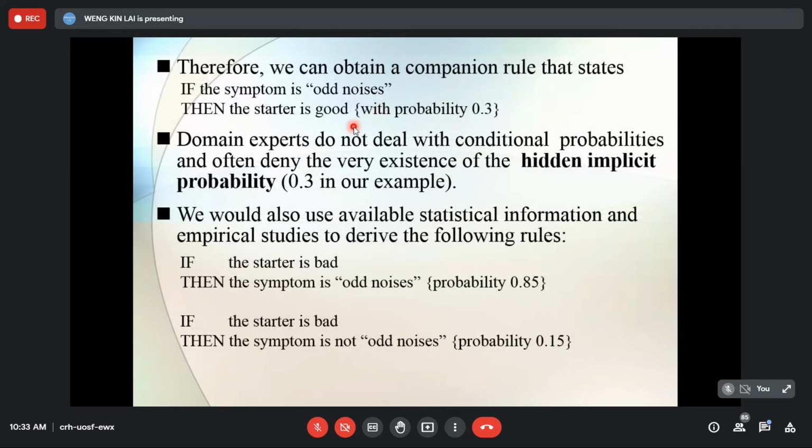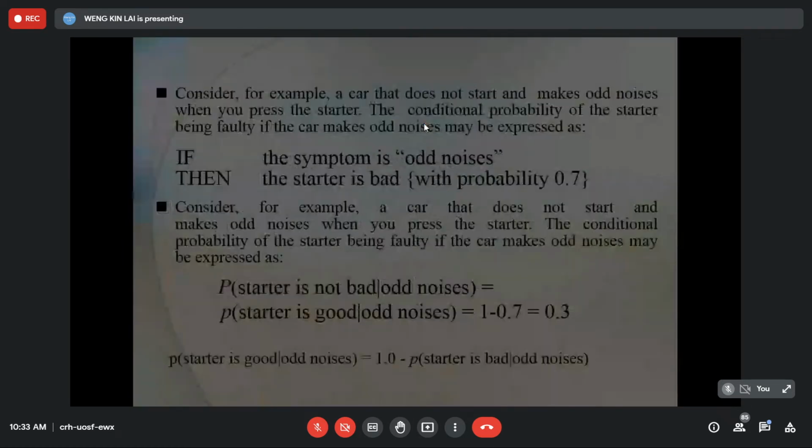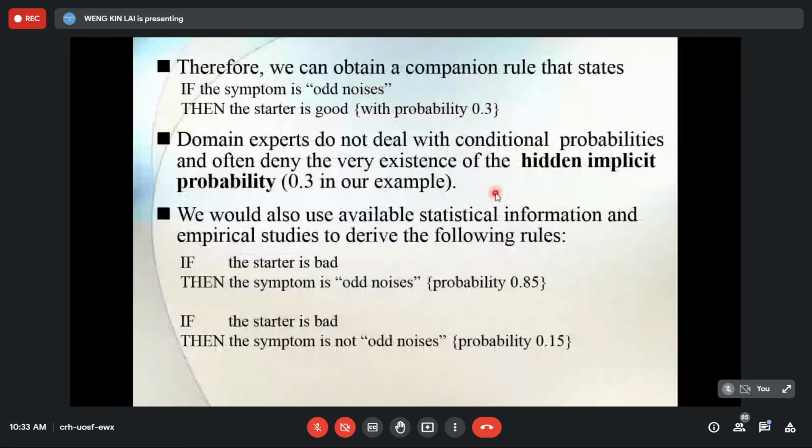What if the starter is good, but the car still makes odd noises, funny sounds when you start the car? They will say this will not happen. If your car's starter is good, your car will not give you any strange sounds when you start the car. They deny. They don't agree. They will say no, this will never happen. But in our case, we want to measure this to be 0.3, for example. So we actually calculated back from the earlier case of 0.7, and then we get the 0.3 from that.